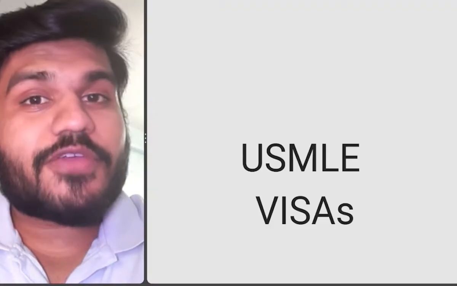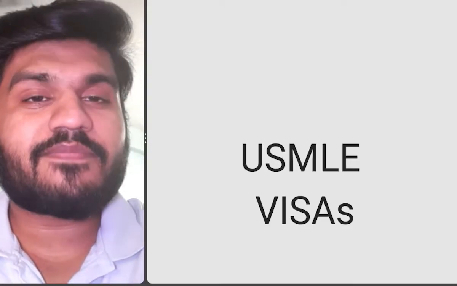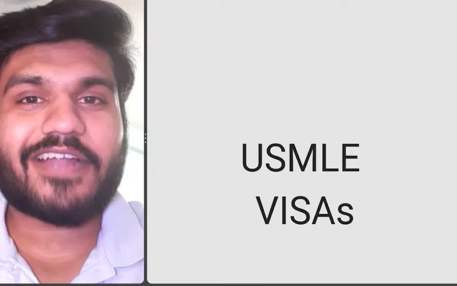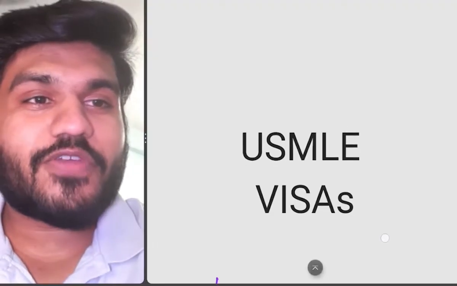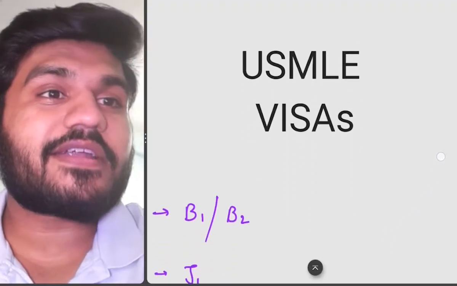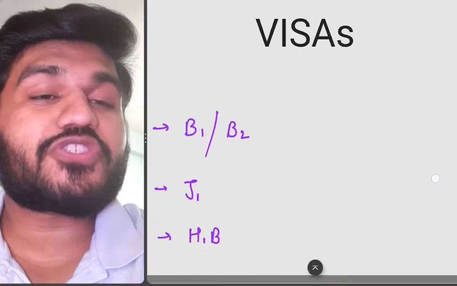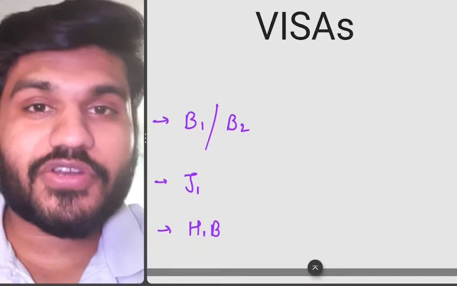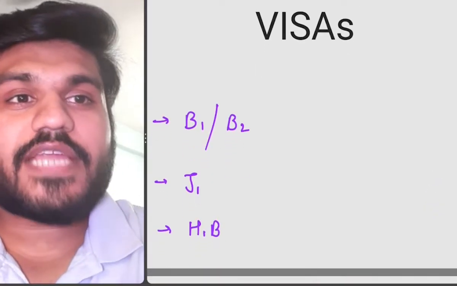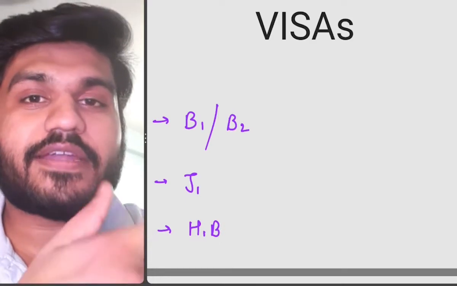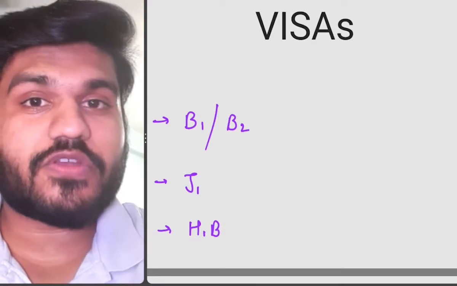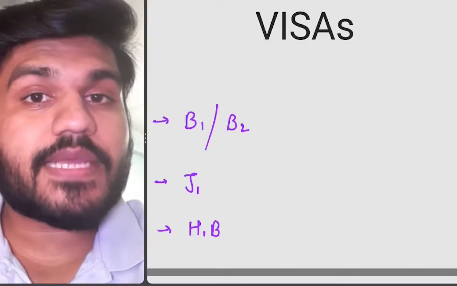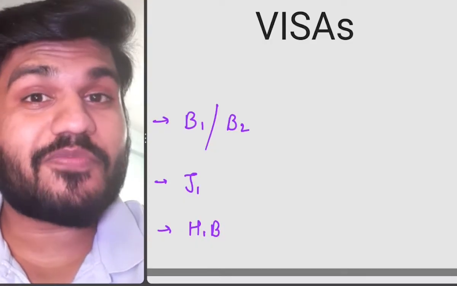So in this video I'm going to give you information about all the visas that you will need in your whole USMLE journey plus your residency. So without any further ado, let's just get started with the video. In this video we are going to talk about the visas, obviously, and there are a total of 3 types of visa that you will encounter in your whole USMLE journey and residency. First is the B1 B2 visa, second is the J1, and third is the H1B visa. I'm going to go step by step, and first we are going to talk about the B1 B2 visa.